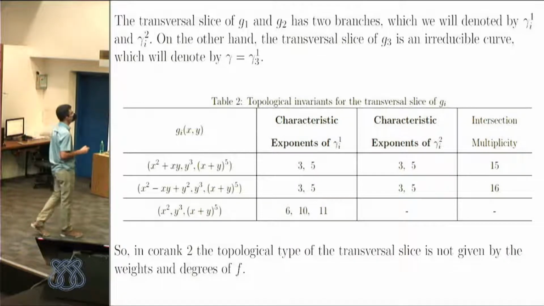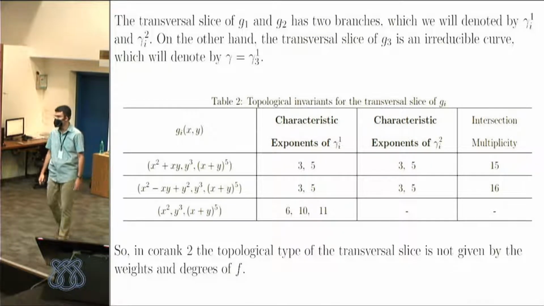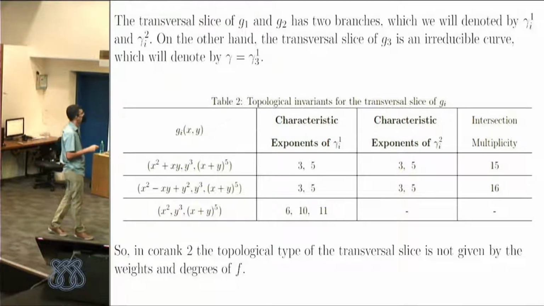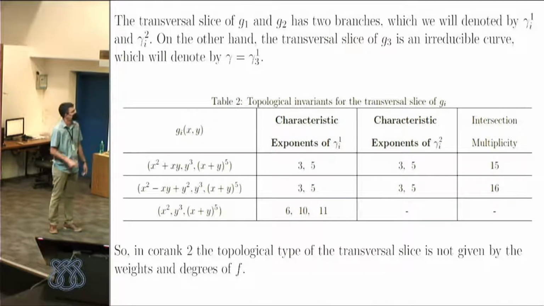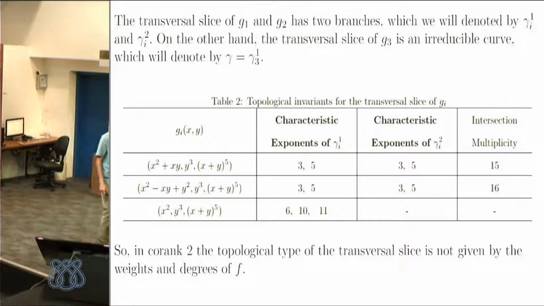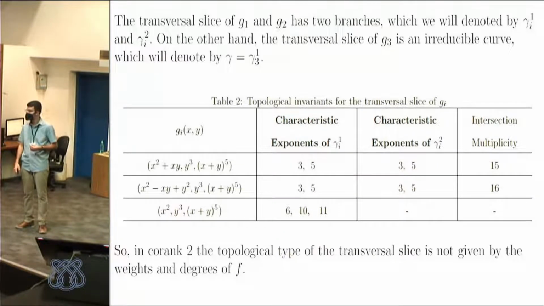In the third example, it's a little bit strange. The transversal slice is irreducible and has three characteristic exponents given by 6, 10, and 11. So in the corank 2 case, it's not true. The topological type of the transversal slice is not given by the weights and degrees of F. Okay, but as good researchers, we think about these questions and say, so corank 2, it's a special condition.